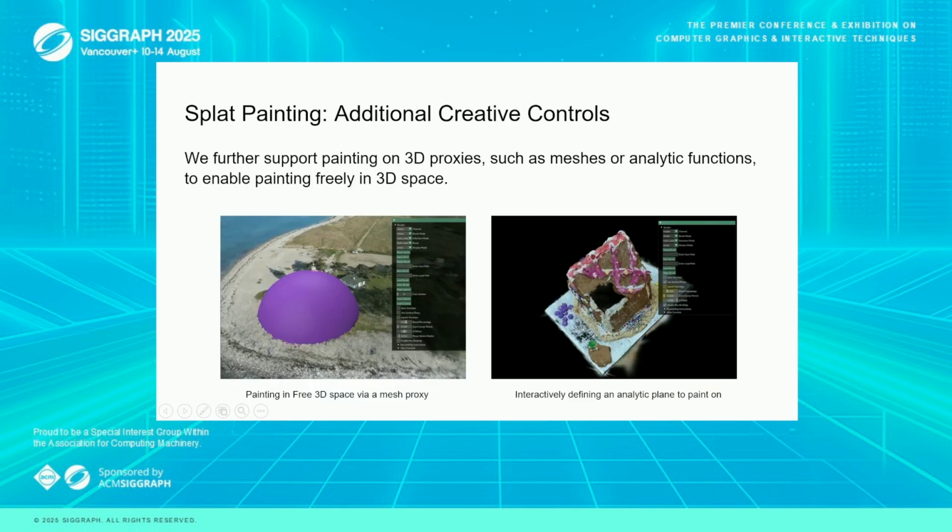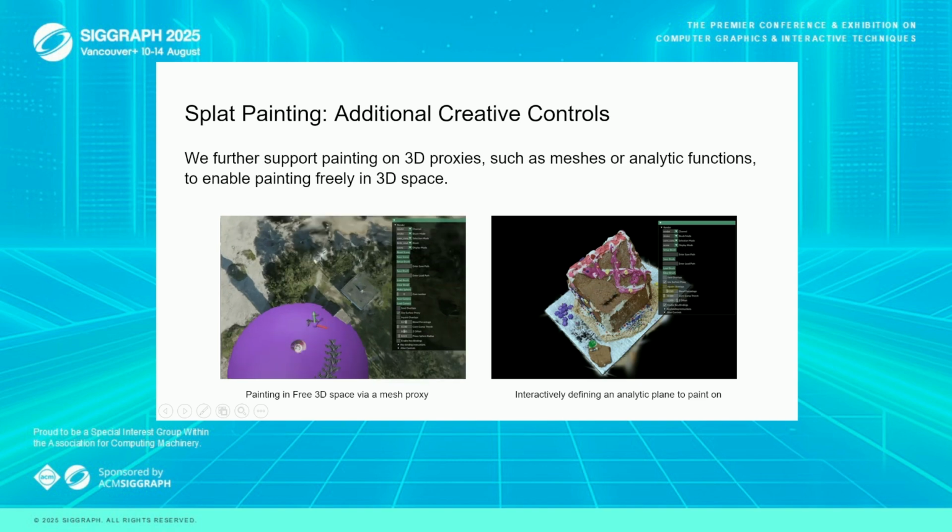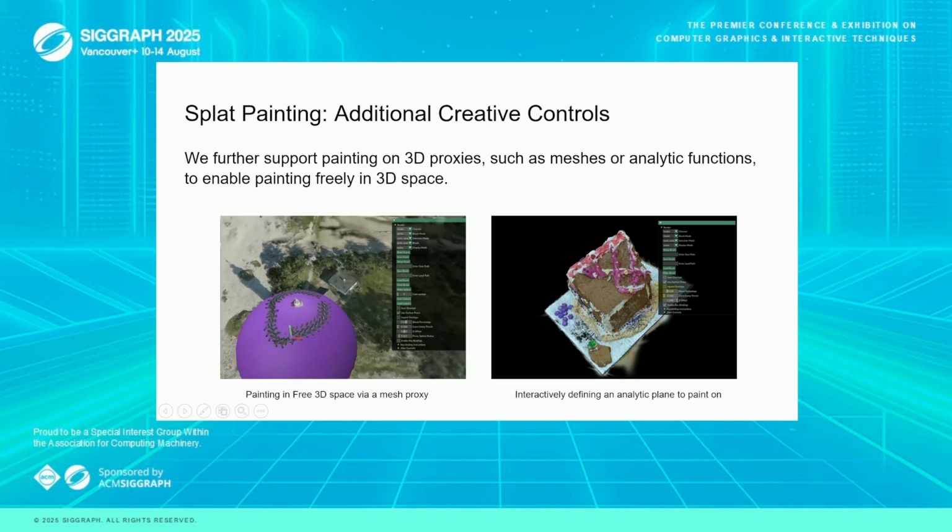Additionally, we support painting in free 3D space. To do this, we use mesh proxies to define first hits and normals, thus allowing for fun creative examples like these ones where we can paint birds around a lighthouse or repair a half-eaten gingerbread house.